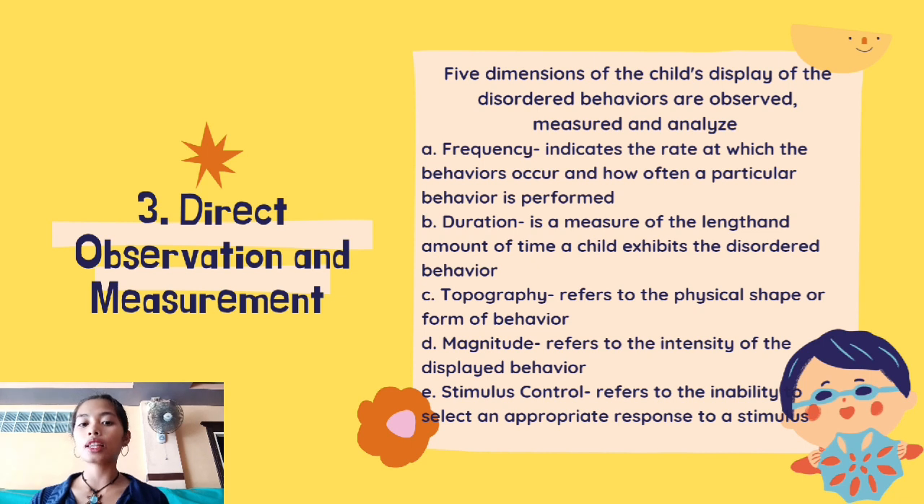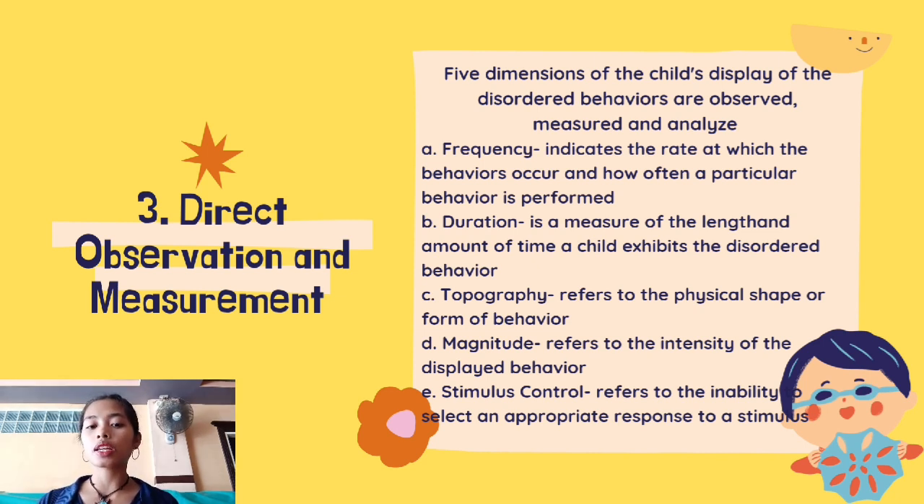So the fifth and the last one is stimulus control. It refers to the inability to select an appropriate response to a stimulus. The child has difficulty in selecting the correct behavior in a social situation. In a class where all the students are expected to listen while the teacher explains the lesson, the child with emotional and behavioral disorder engages in disruptive behavior such as shouting, hitting seatmates, and similar inappropriate responses to the class activity.